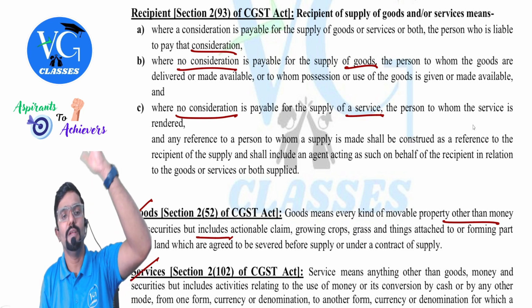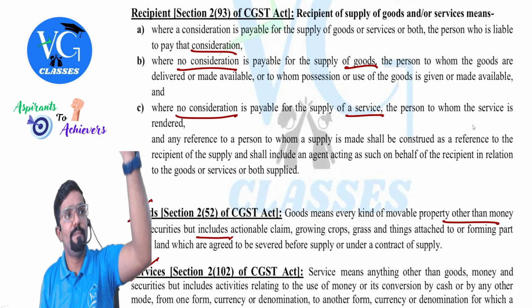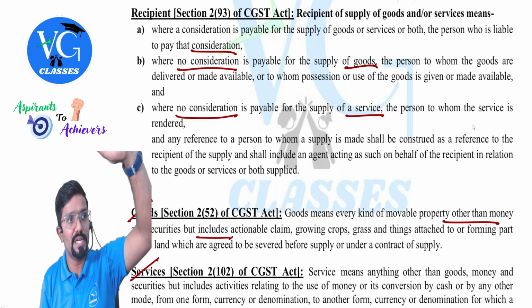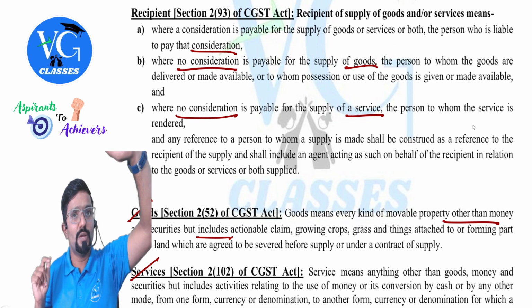Hope you understood, guys. Simple. A, B, and C is different. For A, consideration is there. When consideration is there, who is the recipient?